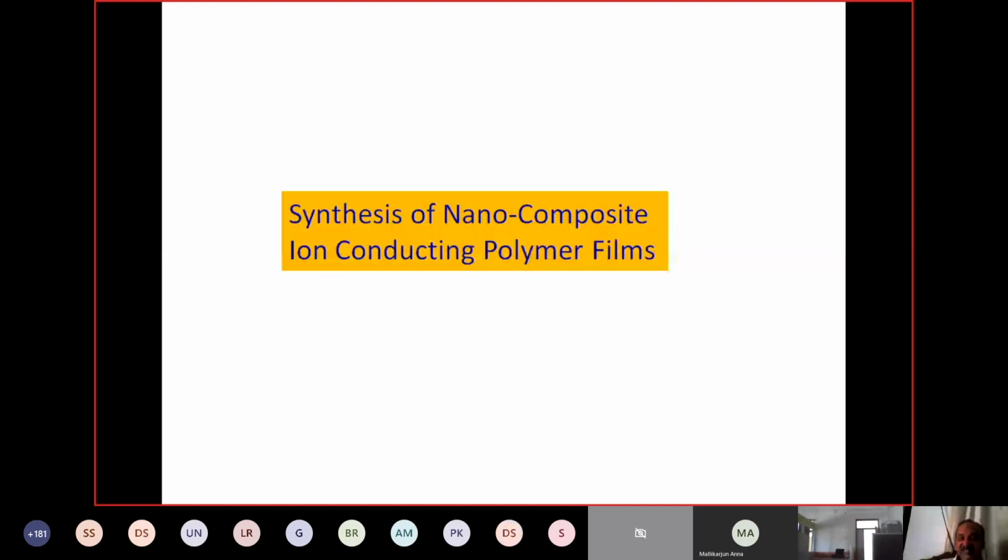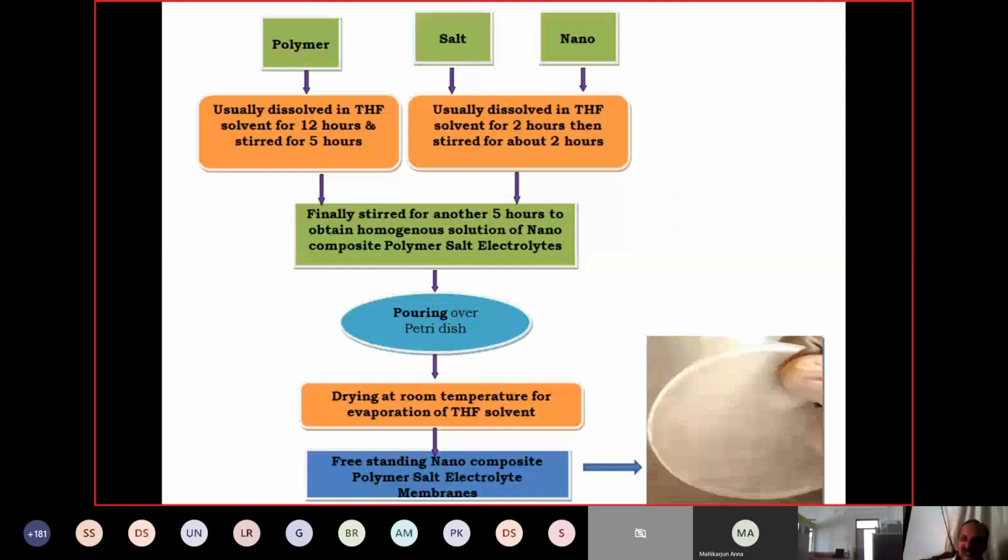You see here, the same technique that we use for polymer electrolyte materials, but we are adding another component. The polymer is dissolved in the solvent, the salt is dissolved in the solvent, and the nanoparticle material is dissolved in the solvent. Then we mix both solutions and stir for a few hours. Then we simply pour into dishes, then simply dry it. Finally, after drying, we get the freestanding film. That we call a nanocomposite polymeric electrolyte material. It's a very simple technique. We can do it in any lab.